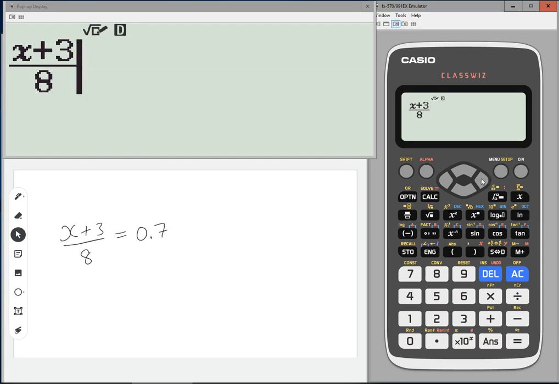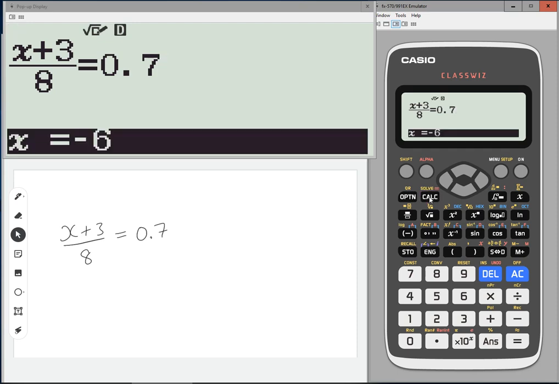Then press right again, and we're going to need to put in an equal sign, and we must use the red equals, so alpha, and then the calc button, and then 0.7, and then you can go to shift and solve, or press the calc button again, so calc.